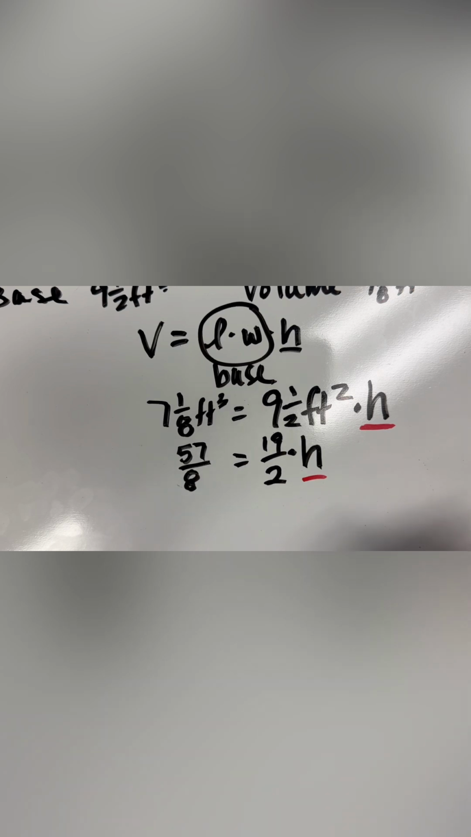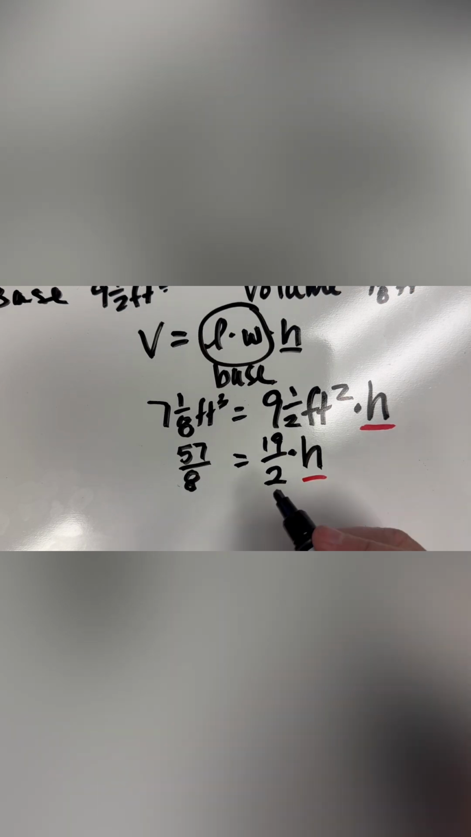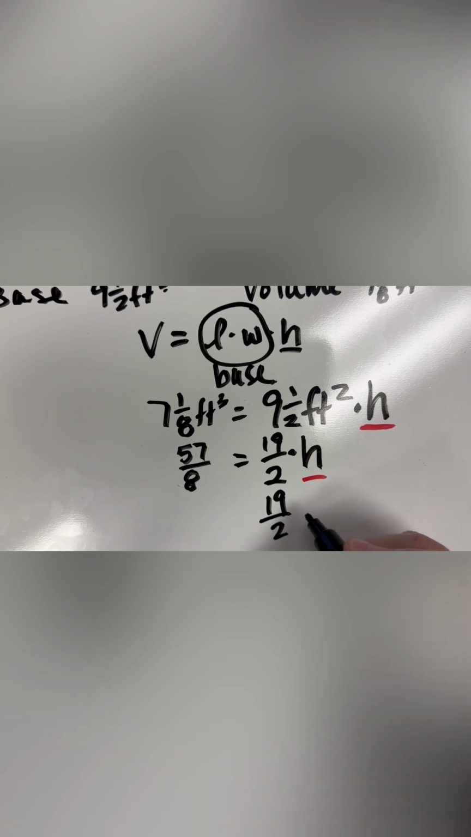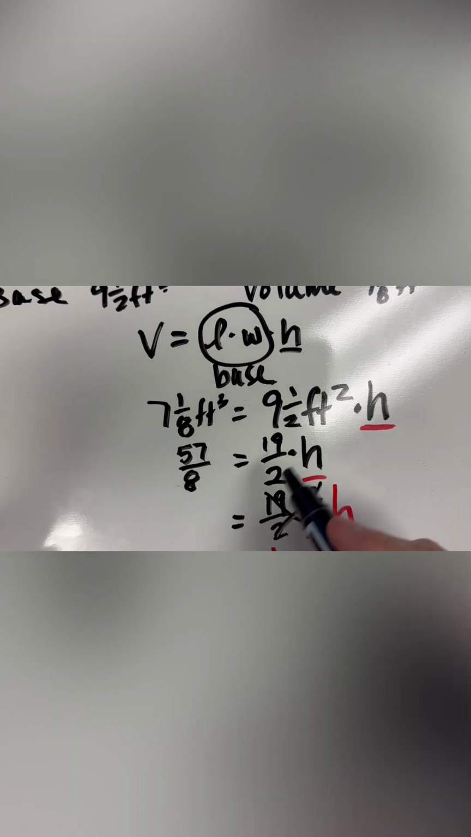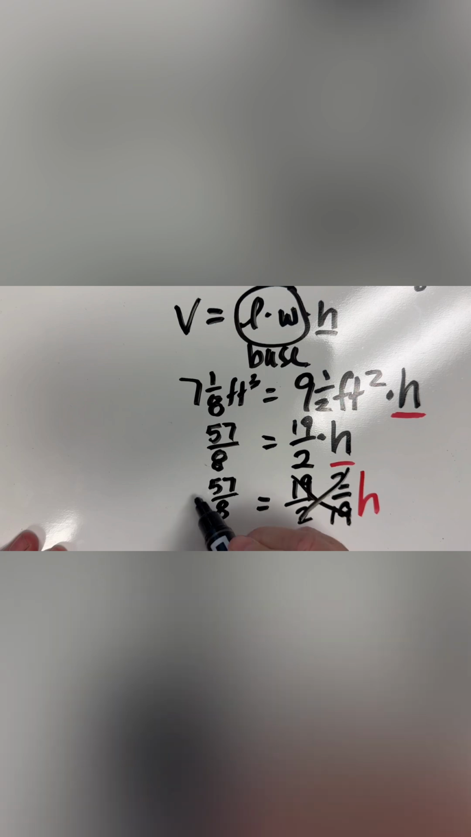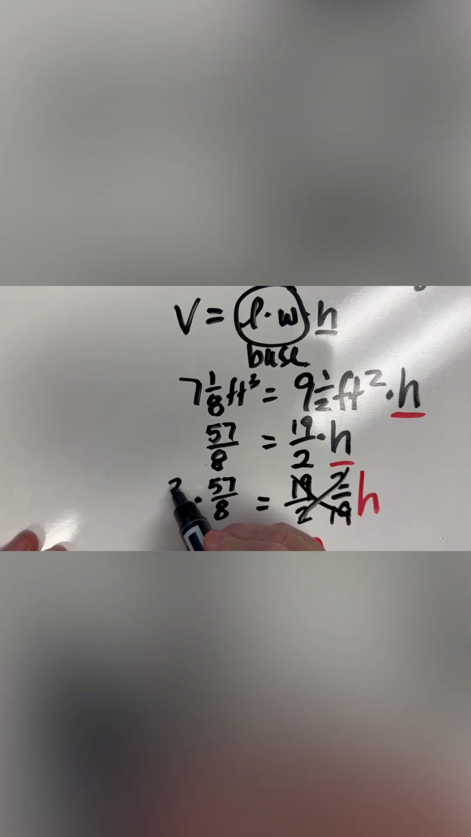And when we divide, we have to flip and multiply. So when I do that, these cancel each other out, and I'm left with the height. If I do this on this side, I have to do it over here as well. So here's where it becomes a little trickier. We're going to do 57/8, and we're going to times it by the 2 over 19.